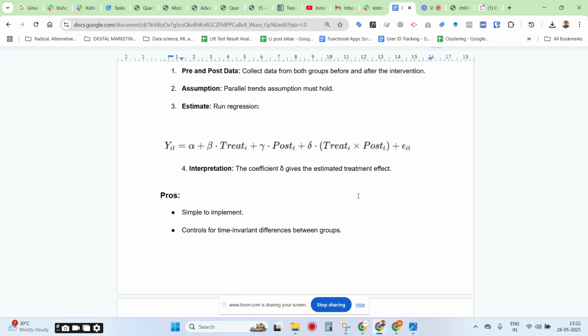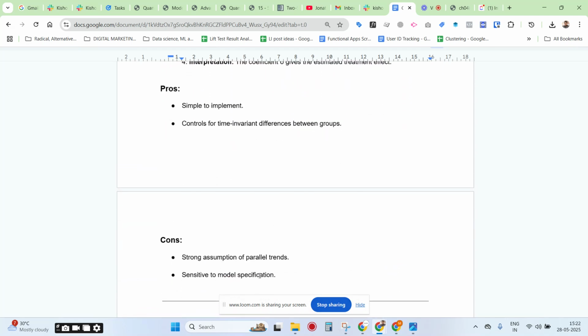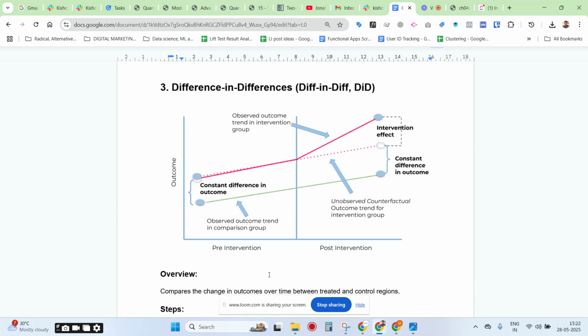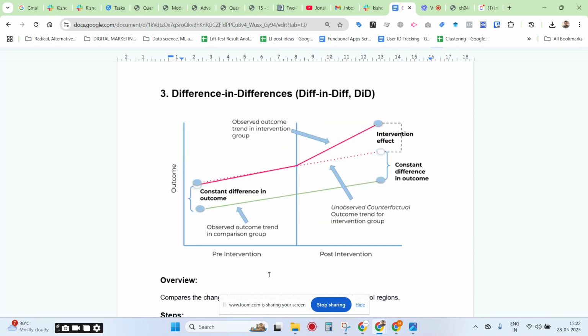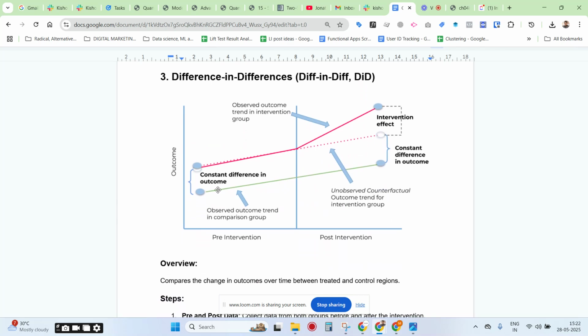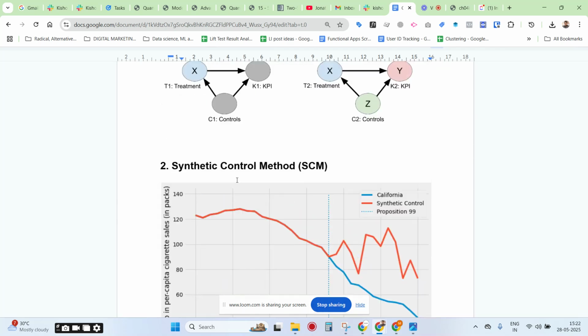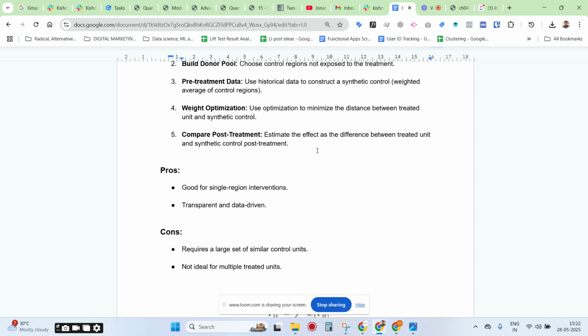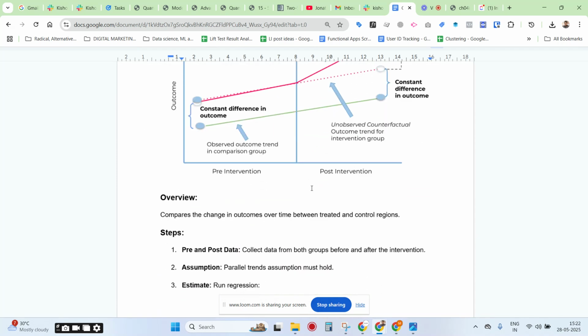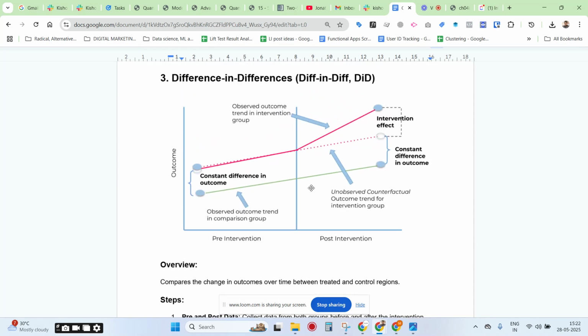One of the things here is that there's a very strong assumption of parallel trends. This is the parallel trends assumption, which is very central to difference in differences. We also had a very similar assumption for synthetic controls, obviously, but there we tried to mathematically establish similarity. Here you also have the assumption that the region in the intervention group and the comparison group should be following parallel trends.